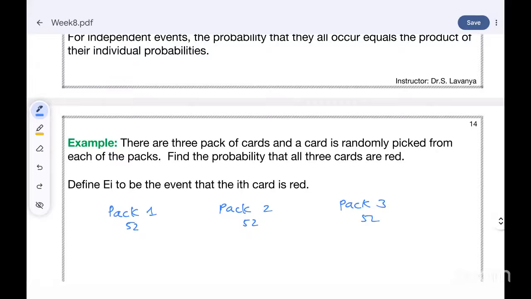How can you do this? Now, you define Ei to be the event that the ith card is red. So this is the first card, second card, third card. So Ei is the event that the ith card is red. How can you solve this? This is a very easy question. Think and tell me the answer.